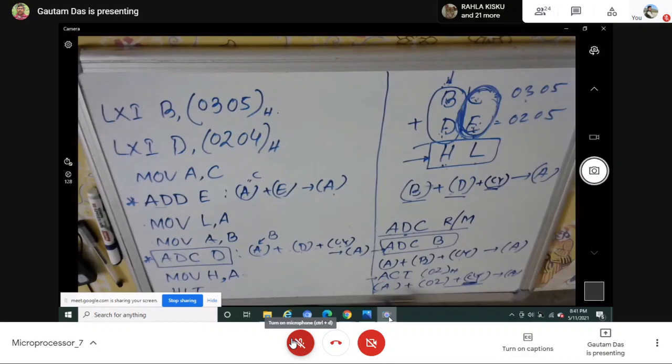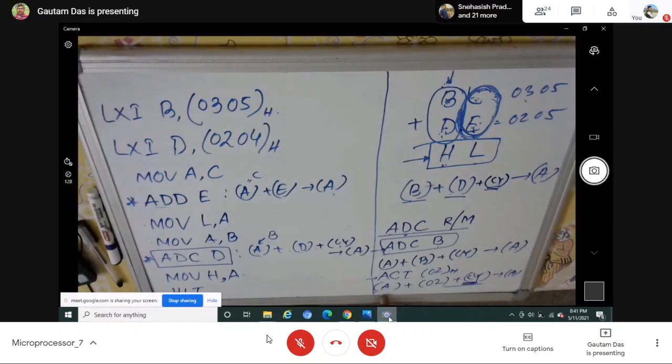Then you may ask why I would do it. That depends on your application. If you are writing a program such that by performing some operation, a carry is already set, and you want to add that carry, then you use this instruction. It is not that you have to always use this. It depends on your application. If it is required, then only you add.